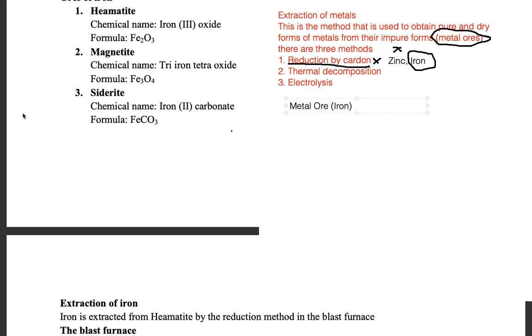There are three major metal ores. Which ones are they? You need to know their names. You need to know their chemical names as well as their chemical formulae.